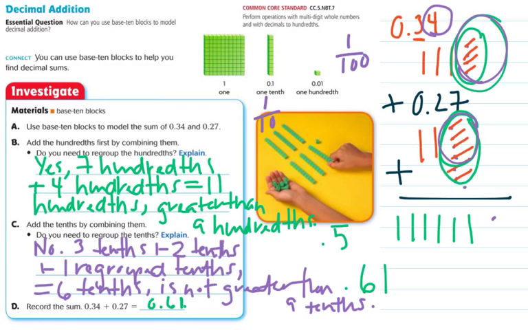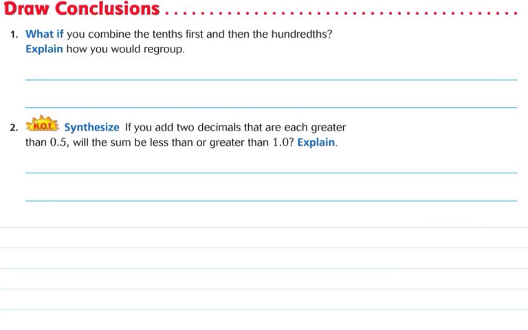So now, students, we're going to go on to the second part of the activity. We're going to draw conclusions. So it says at the top of draw conclusions, what if you combine the tenths first and then the hundredths? Explain how we would regroup.